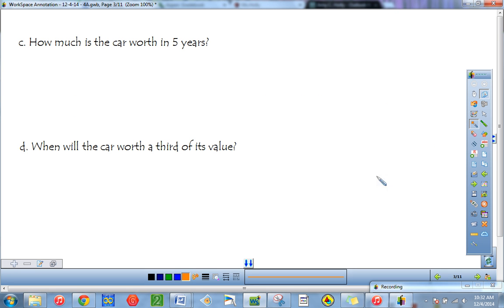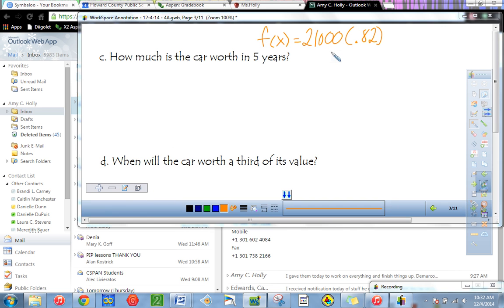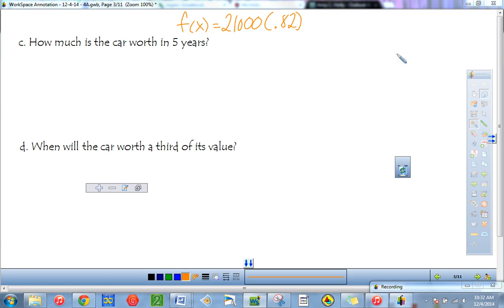Alright, so our lovely equation we're dealing with: 21,000 times 0.82, to the x. Alright, so how much is the car worth in 5 years? What are we looking for? What are we doing? Put 5 in for x, because years is your x value.